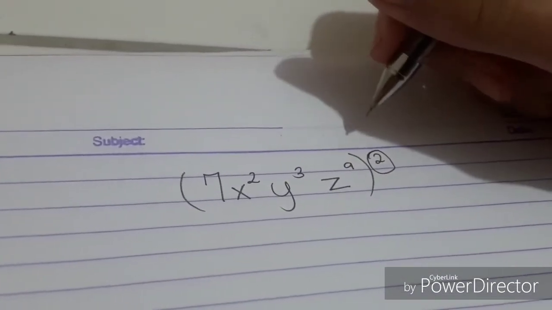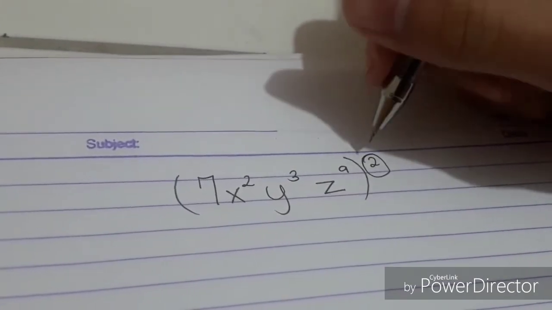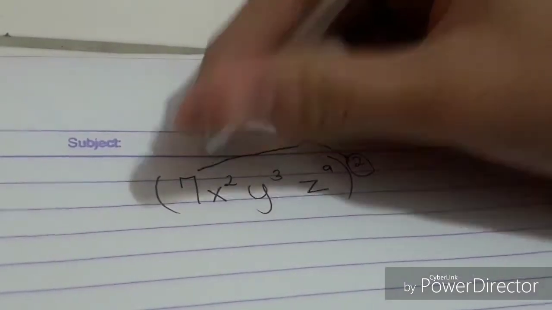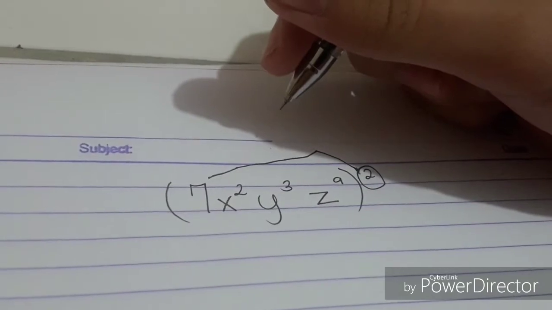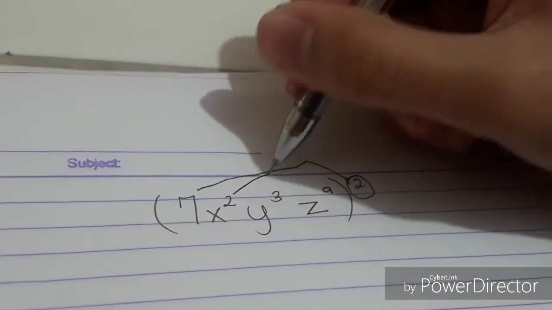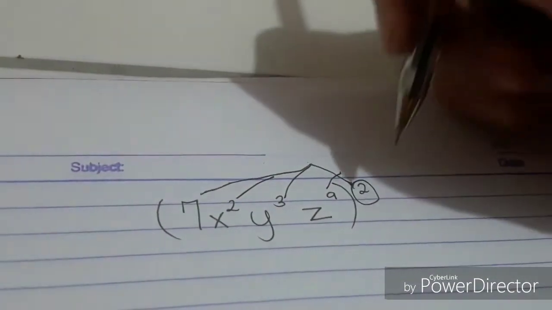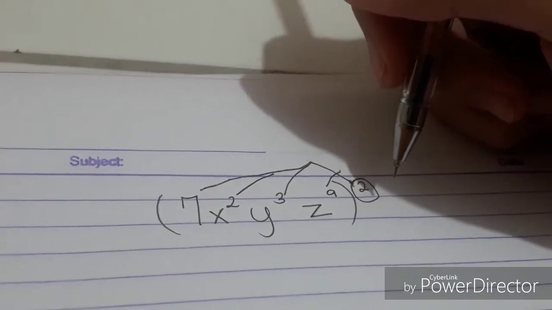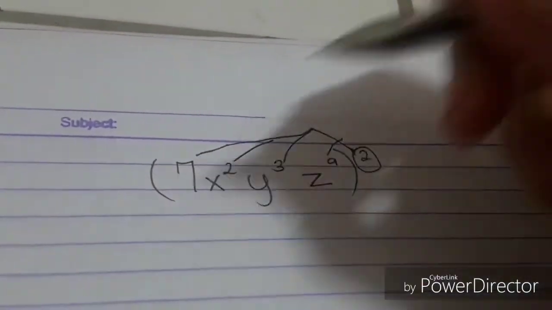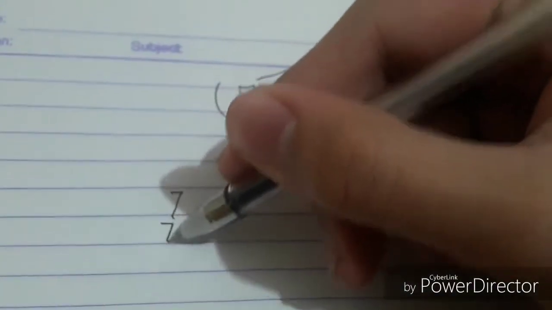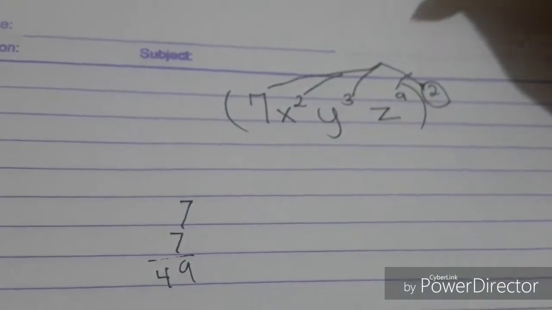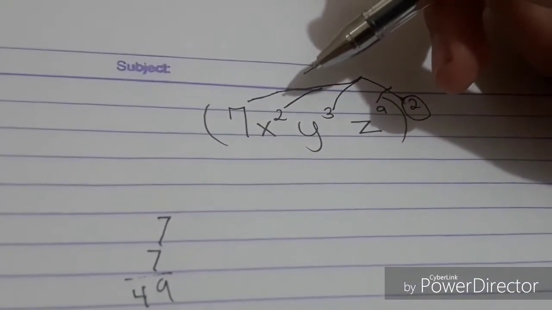When we have a square outside of the parentheses, we have to transfer this square to the numbers and letters, or variables as they call it, inside of the parentheses, like so. Now, since it's a square, we don't do normal multiplication, so we do 7 times 7, which is 49, while in the variable we do normal multiplication.